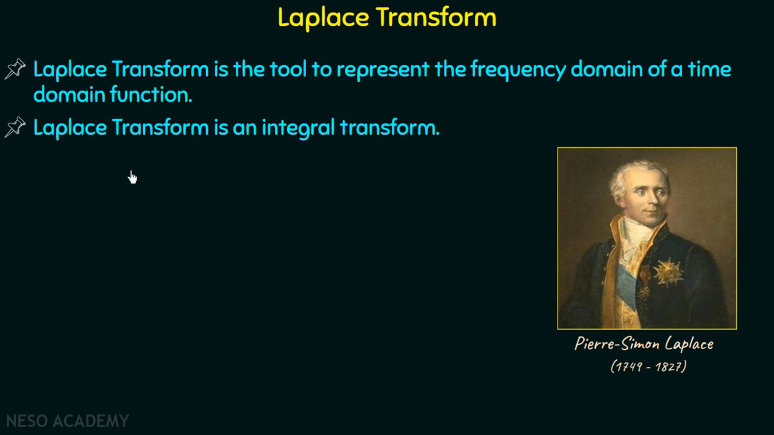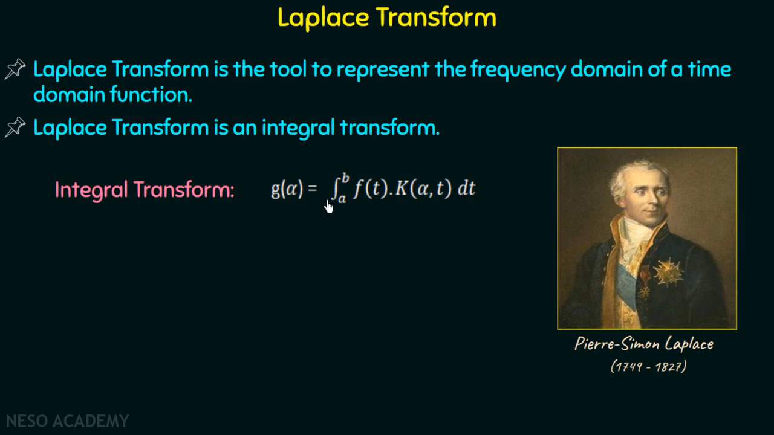Moving on to the next point, the Laplace transform is an integral transform. The general integral transform is given as g of alpha is equal to the integral from a to b f of t multiplied by k of alpha comma t dt. In this expression, g of alpha is the function of alpha and this is the output. F of t is the function of t and this is the input. And k of alpha comma t is the function of both alpha and t, and that's why we call this function the integral kernel.